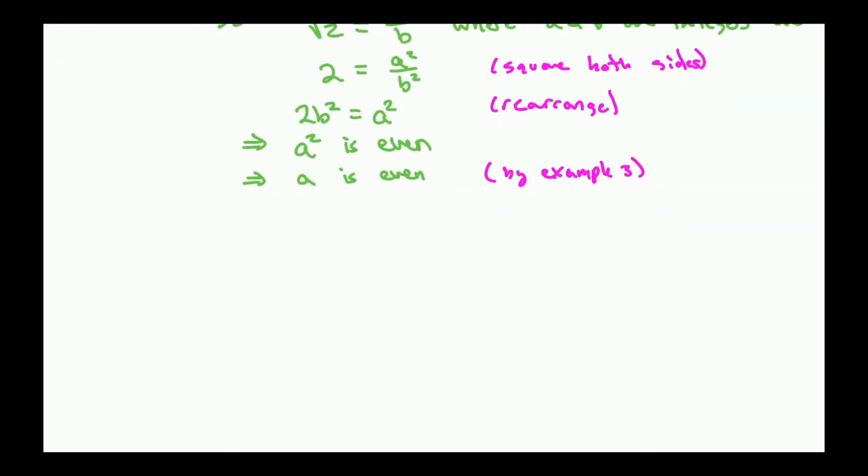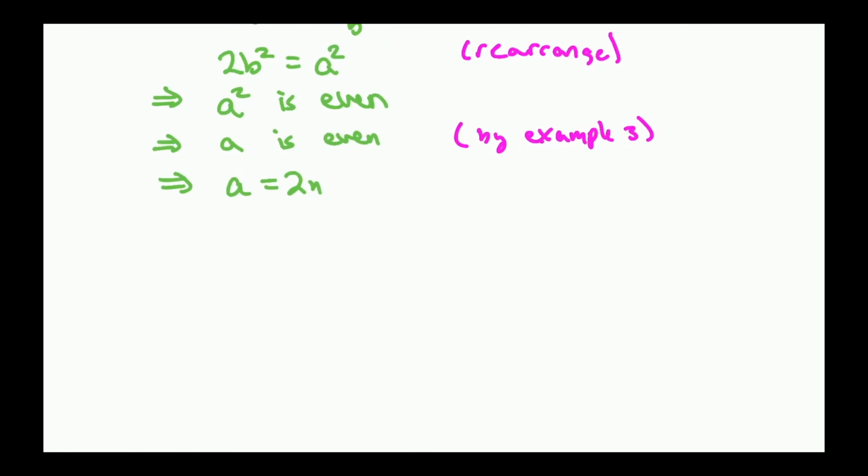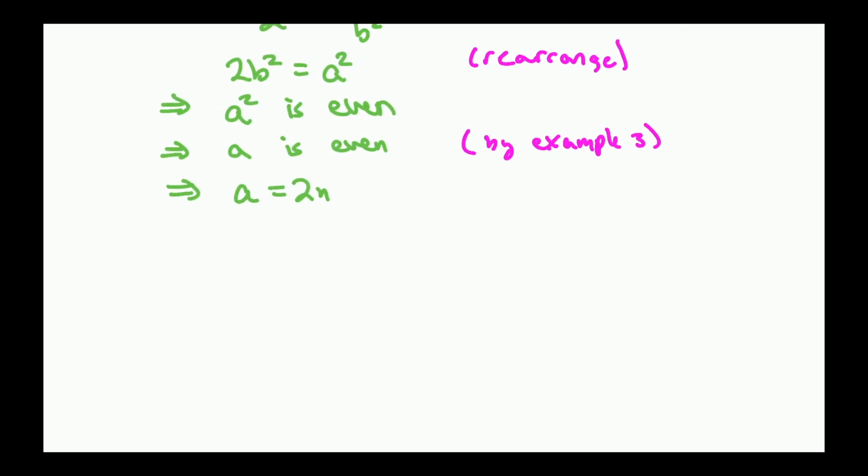So a is even. Now, what's that mean? If a is even, what's the definition of even? a equals 2n, right? We haven't used n yet, right? Have we? No, okay, we're good. a equals 2n. Now, why does a equal 2n? Because that's the definition of even, right? I'll say for integer n, and that's just the definition of even.